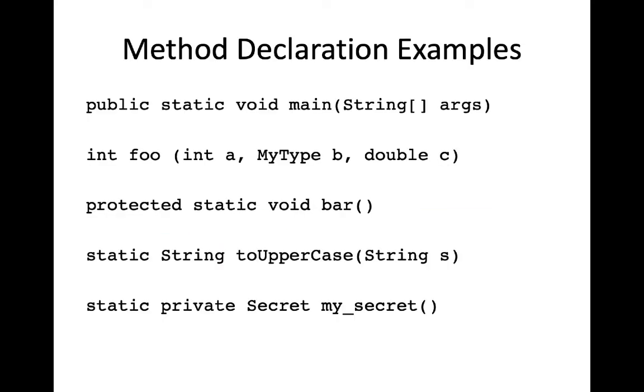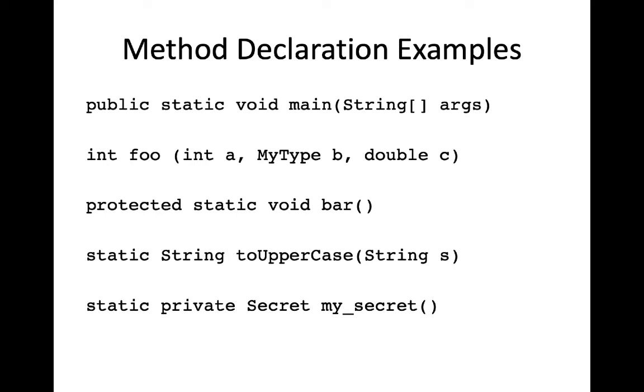Having said that, if we now look at some examples of method declarations, I didn't bother with the body, we're just looking at the declaration line, we can now hopefully come to understand how some of these work. So the first one is the magic method declaration that's necessary for the main method inside a class if we want it to be the starting place for our program. And so public static void main string array args. Now we know what that means.